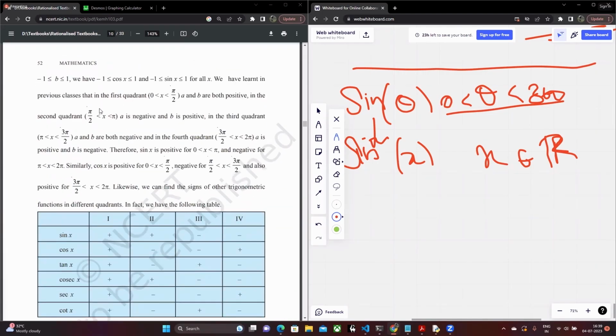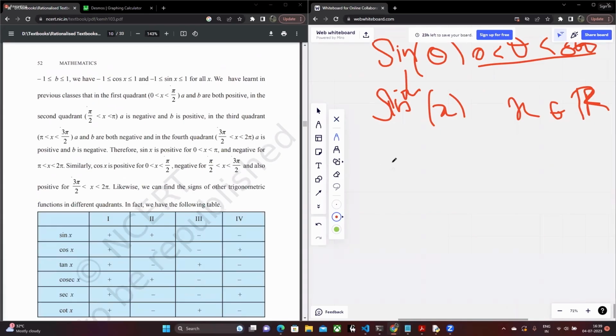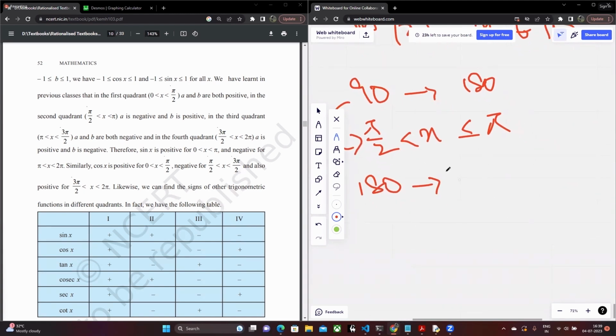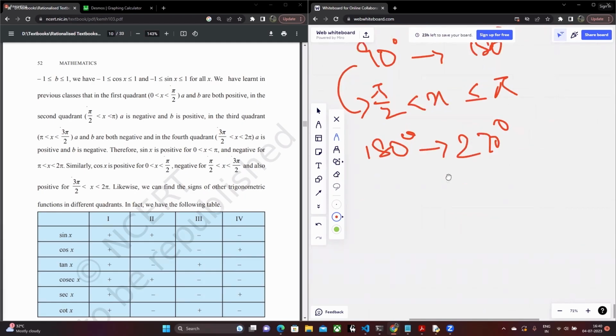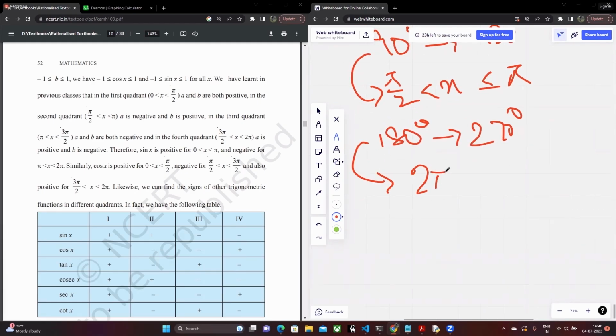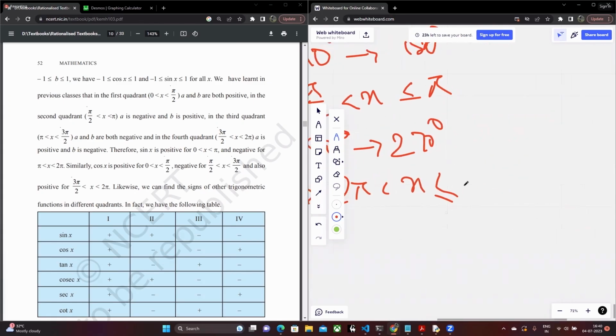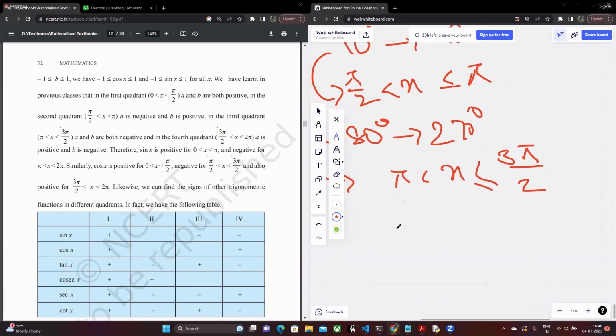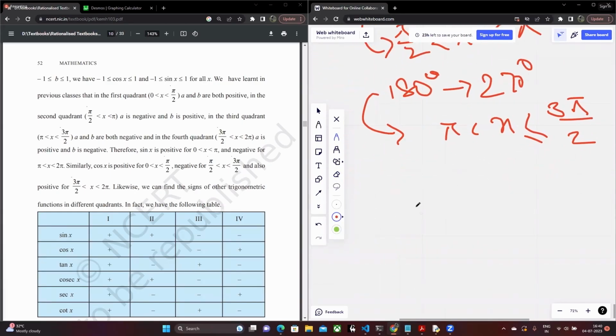How you determine the signs is again the same way, but instead of having 90 to 180, you have pi by 2 less than x less than or equal to pi, something like this. And instead of 180 degrees to 270 degrees, this gets transformed to pi less than x less than or equal to 3 pi by 2. And similarly for 270 to 360, you have 3 pi by 2 less than x less than or equal to 2 pi. So like this.